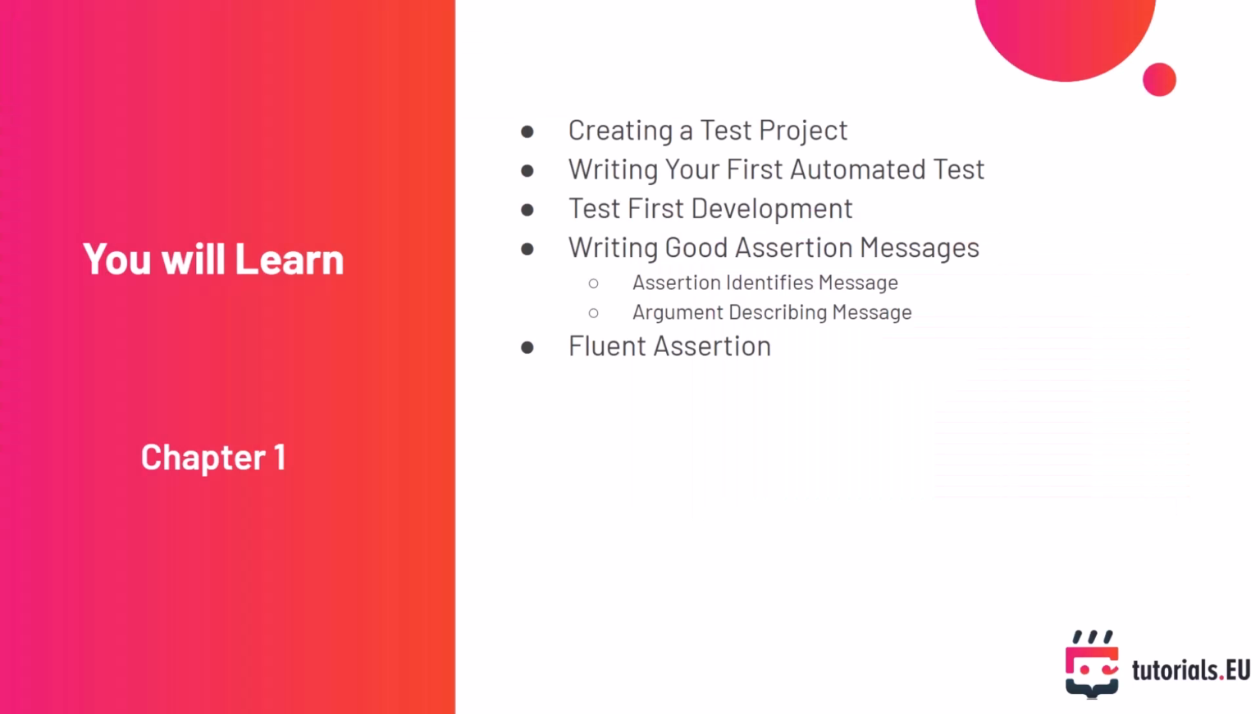We start by reviewing how we manually test our applications. You will learn the difference between manual and automated testing. Also, we will start right away and create a project and write the first test. And at the end of the first chapter, you will know what test-first development is and how to write good assertion messages. And finally, we will install some libraries we use to write unit tests.